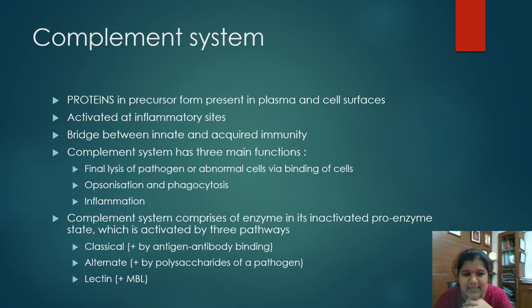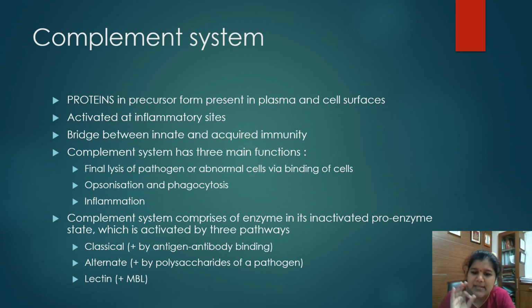Next thing is the complement system. Complement system are nothing but proteins. They are present in the precursor form throughout the circulation. They get activated at sites where inflammation occurs. Complement system is known to be the bridge between innate and acquired immunity.